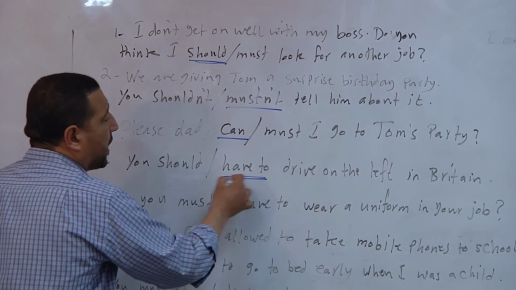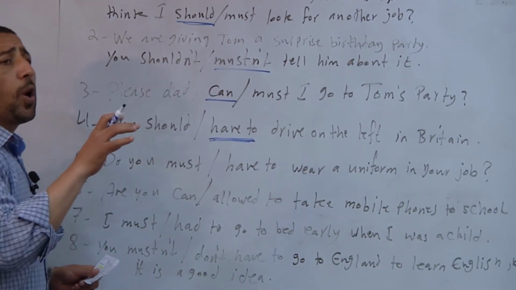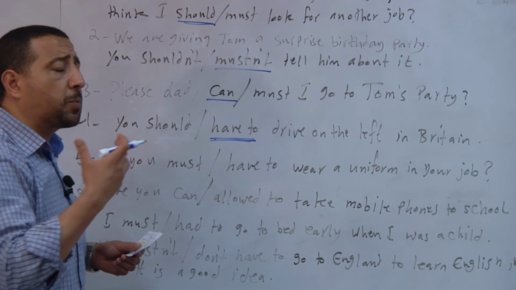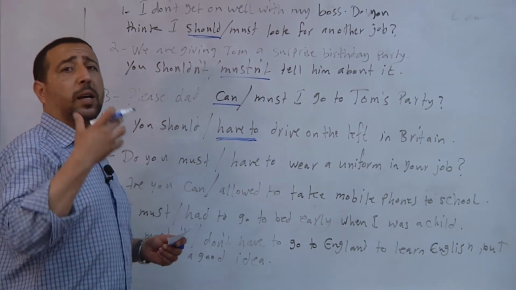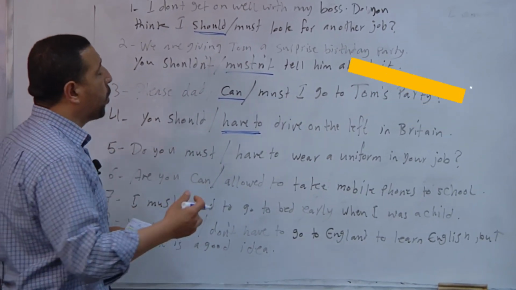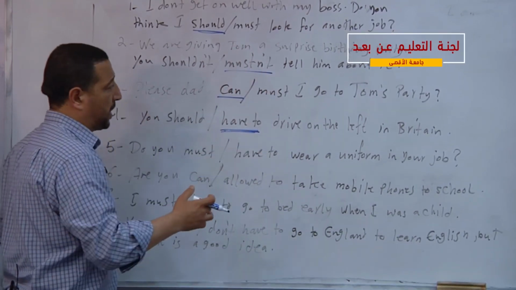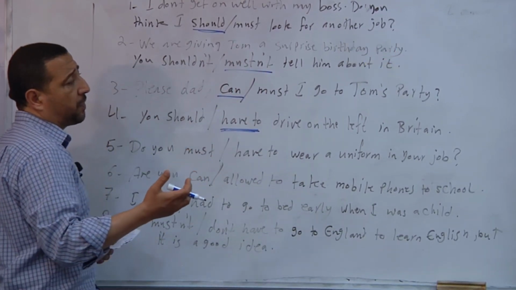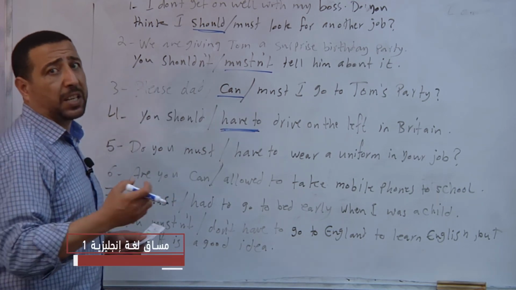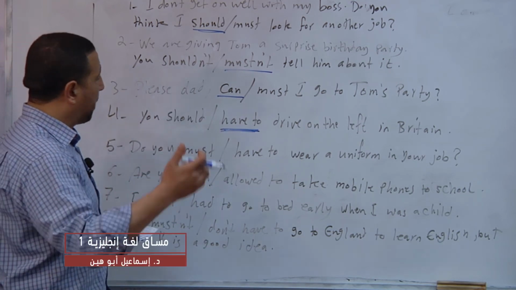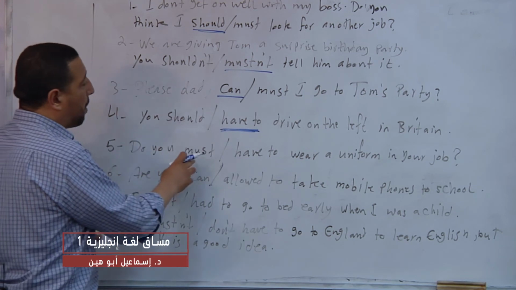So the obligation is not your own point of view. You are not expressing your wishes, your feelings. No, the obligation is external. The obligation is from an authority or another person. If you don't drive on the left, you are going to have accidents. You are going to die. You are going to, blah, blah, blah. Okay?